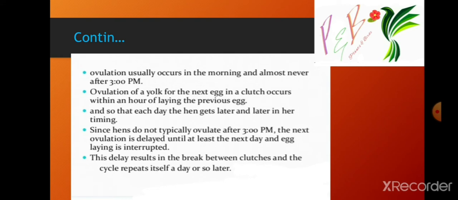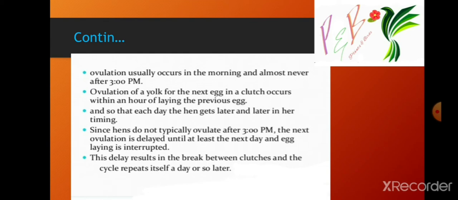Next, ovulation usually occurs in the morning and almost never after 3 p.m. This is very, very important. When the egg is released from the ovary is important here. It occurs in the morning time, never after 3 p.m., that is, in the afternoon. After 3 p.m. ovulation will not take place. Ovulation usually occurs in the morning, almost never after 3 p.m. This is very important to note.